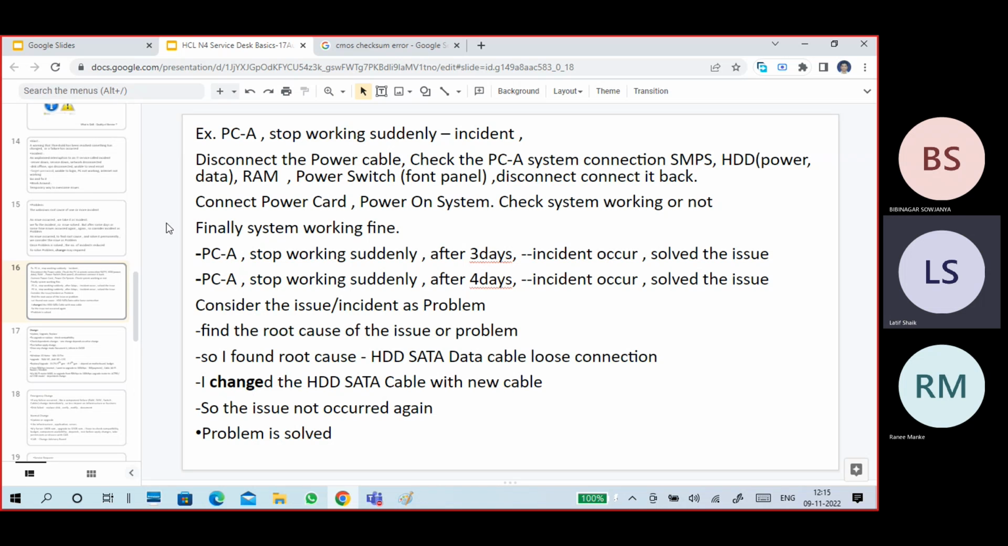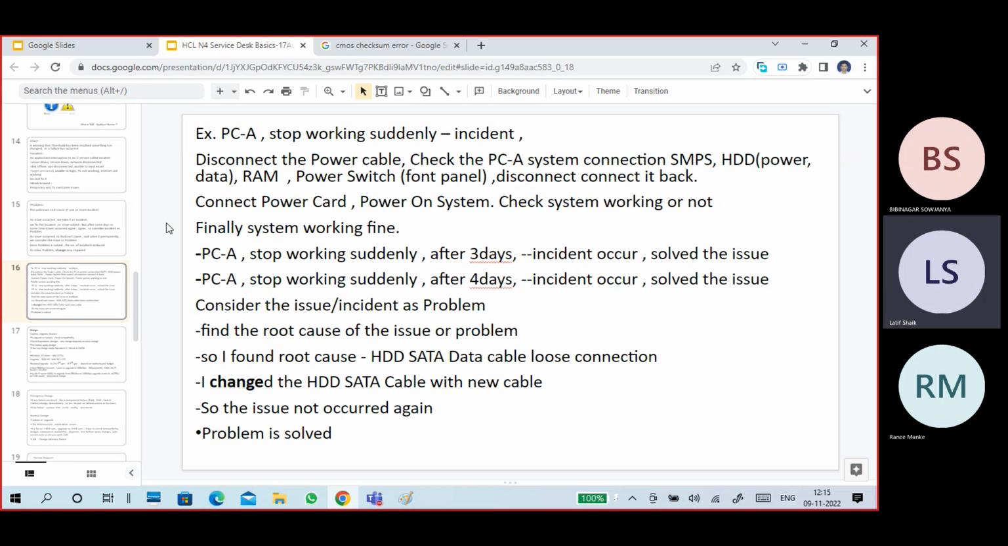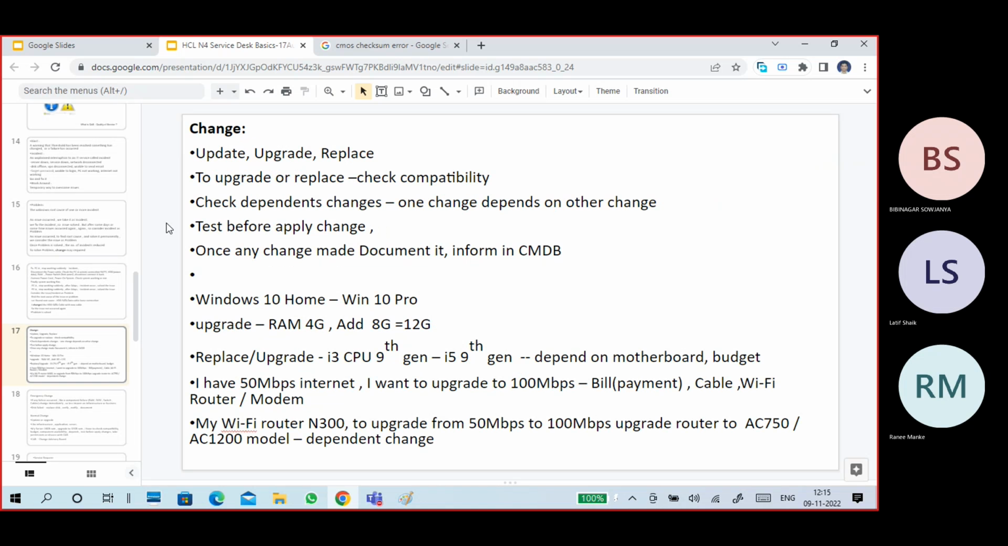So you make changes to solve either a problem or an incident. Sometimes changes are very useful here. And what is problem management? When you consider an incident as a problem, find a root cause and a permanent solution. Once it is solved, the number of incidents will be reduced, or the incidents won't occur very frequently, or no incidents will occur. Okay, up to here.